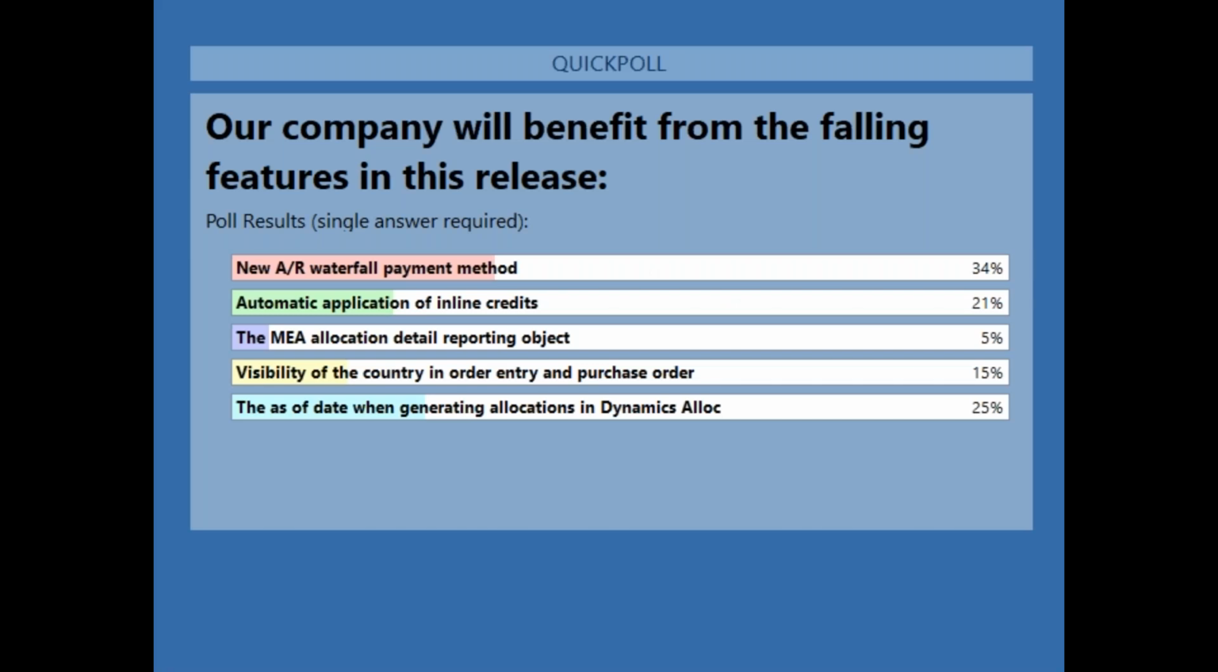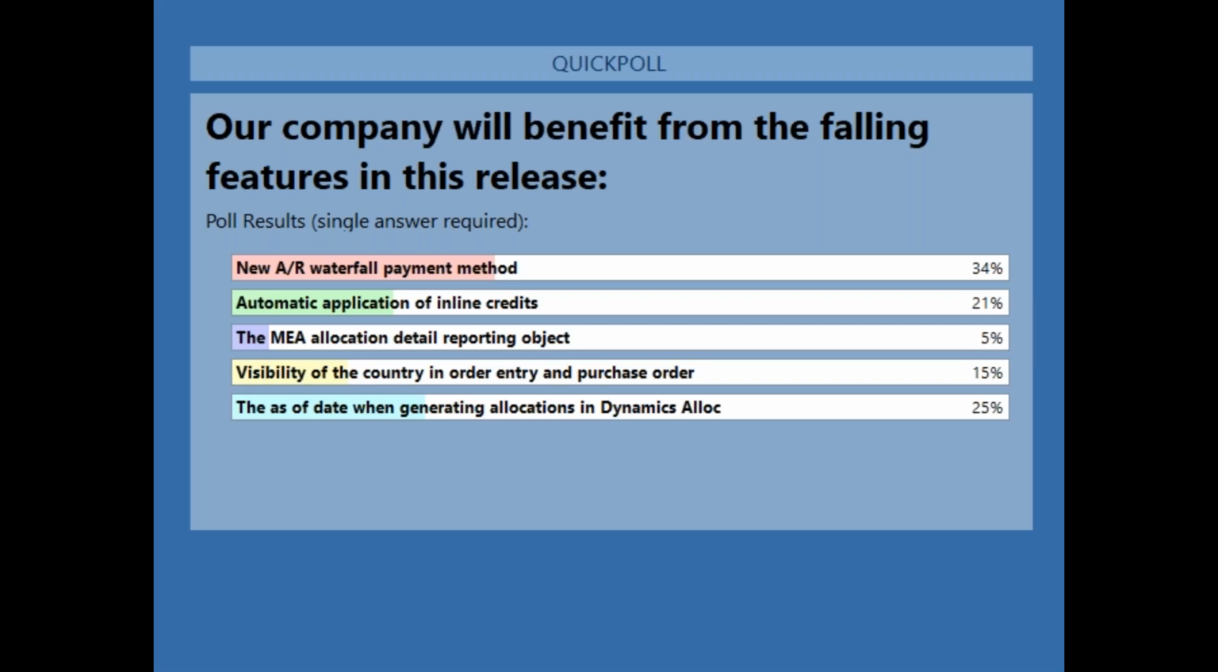Okay, so about 34% will use the new AR waterfall payment method. That's good to hear. I know it's been asked for a while now, so good to know. About 21% think you'll use the automatic application of inline credits. Excellent. Again, beware, it is turned on automatically for everybody. So if you don't want to use it, you want to make sure and go in and turn it off. And then anybody that's on your team also that might be doing things in AR, make sure they're familiar with that process and how it's going to change a little bit.